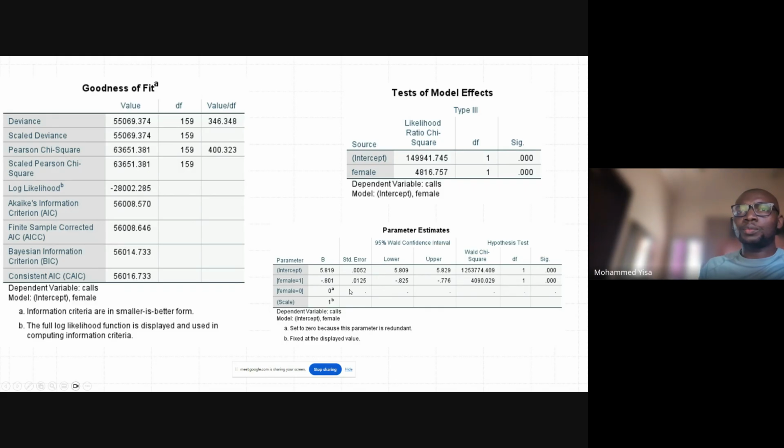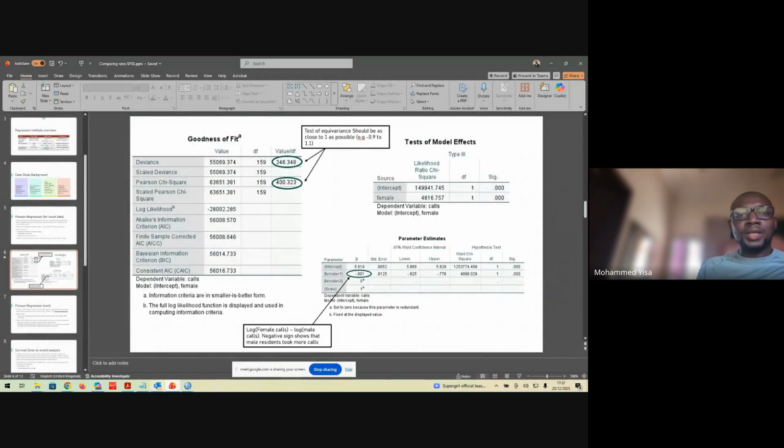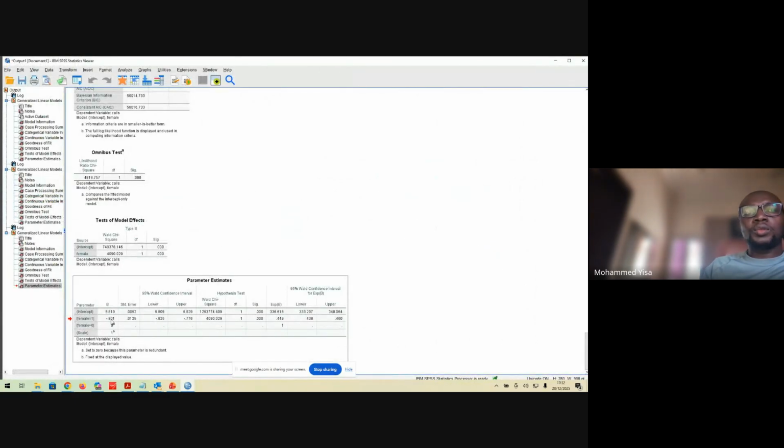So we would exponentiate this. I did not select exponents when I created this screenshot. So let me just go back to the SPSS table. So if you look here, the exponent of this minus 0.801 is 0.449, and the confidence intervals also do not cross 1, which means that they are statistically significant, and you can see that also from the p-value.